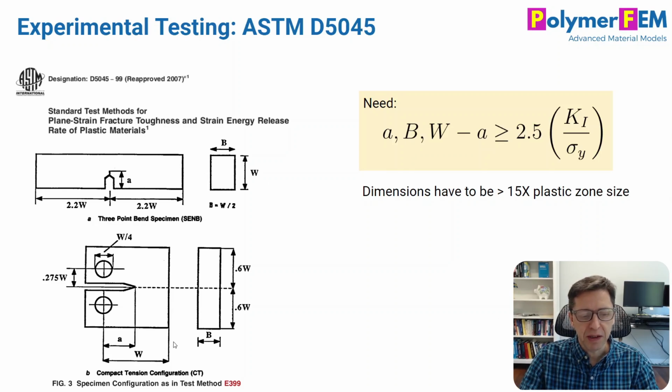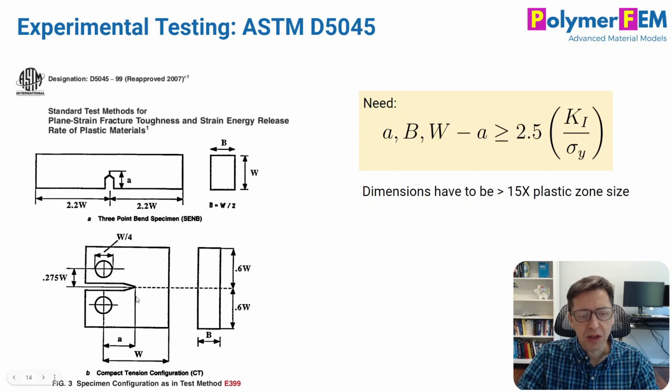This is a compact tension specimen that some people have perhaps seen. It's a very specific specimen geometry that you put in a test machine, you basically rip it apart, and you measure the force as a function of displacement as you rip it apart. In order for this to give you a good critical stress intensity factor, the standard says that this condition needs to be satisfied. What this means is that all dimensions of this specimen need to exceed about 15 times the plastic zone size. That's really what it comes down to.